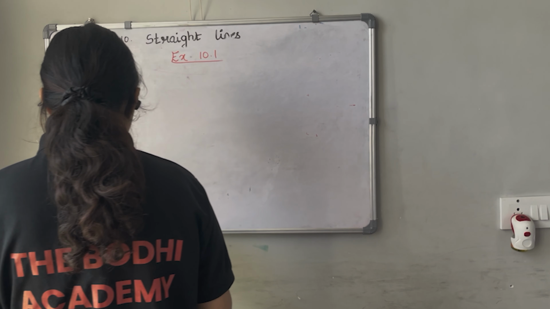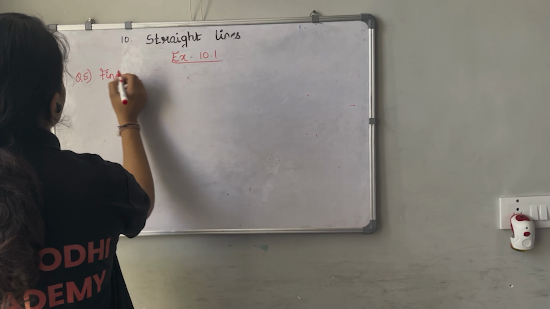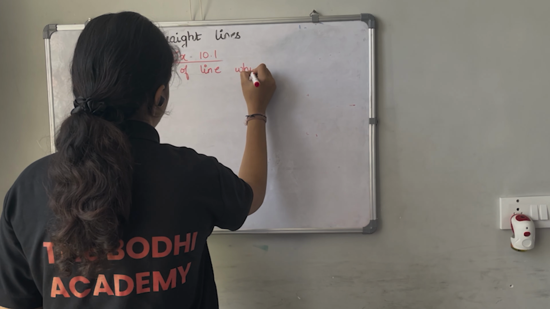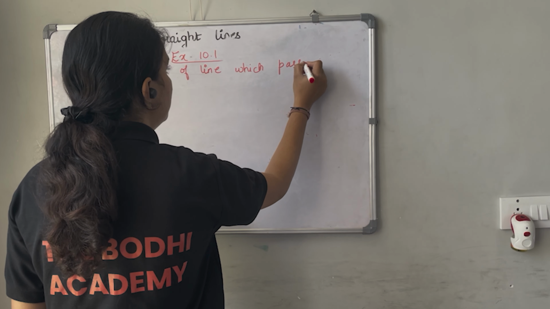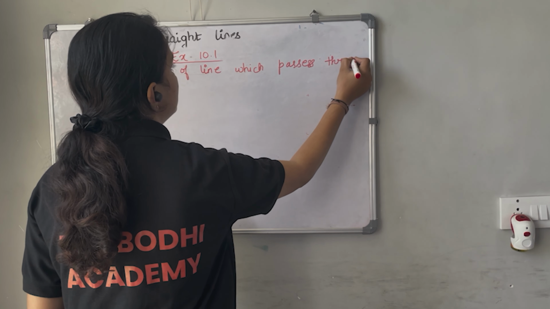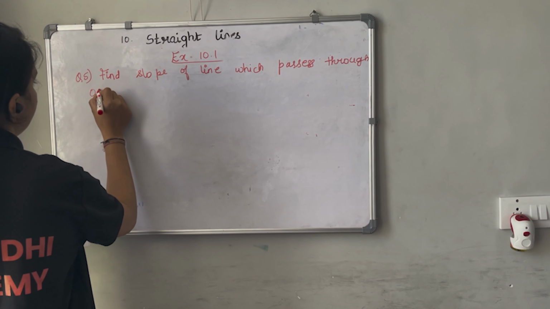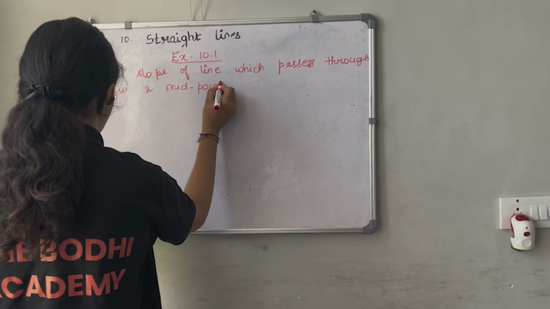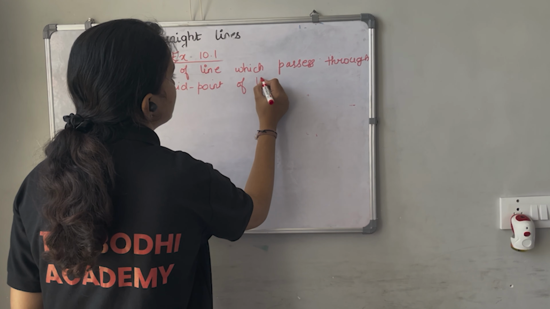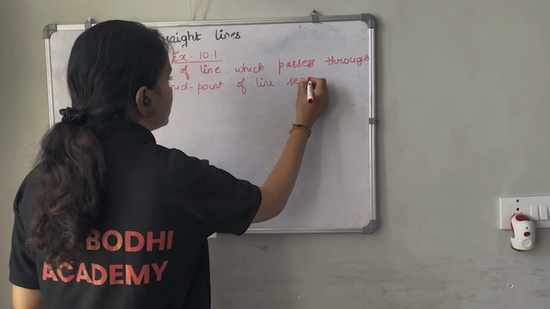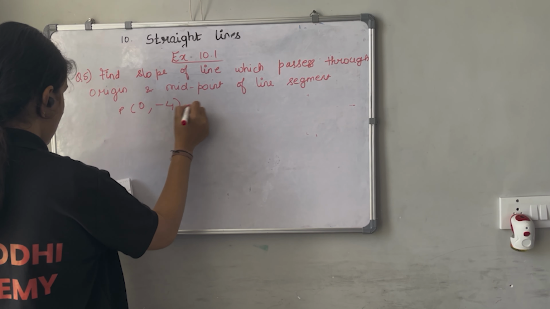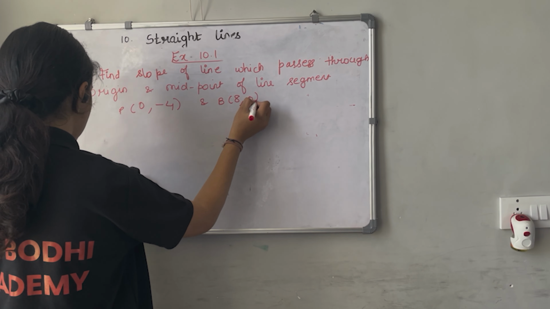Question 5 is: find the slope of the line passing through the origin and the midpoint of the line segment. Points P are (0, -4) and B is (8, 0).